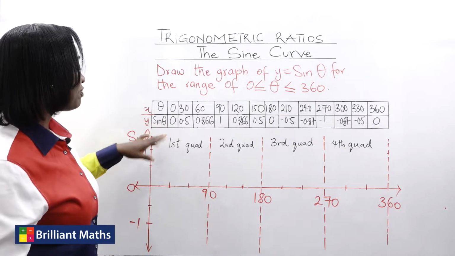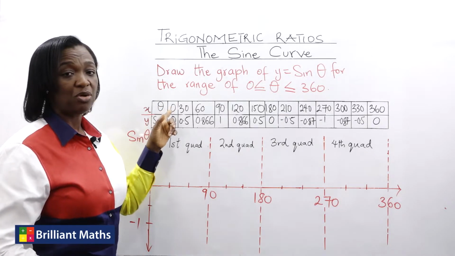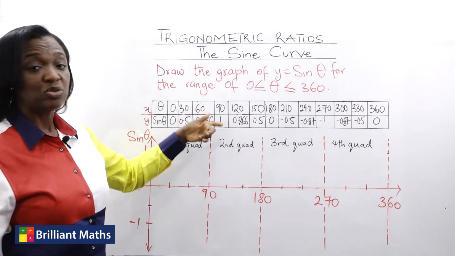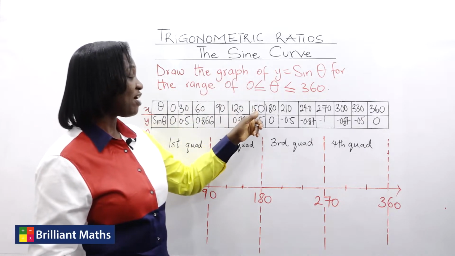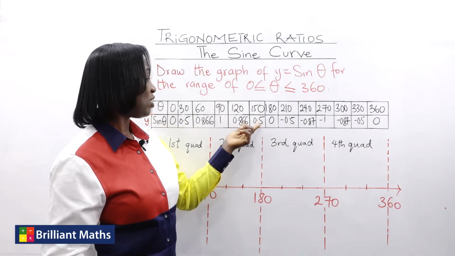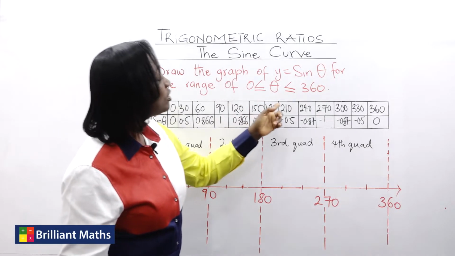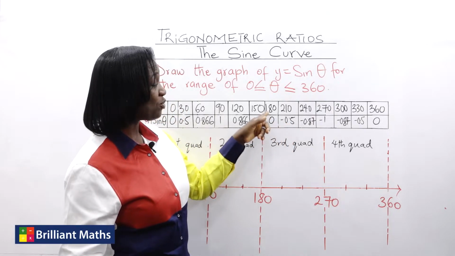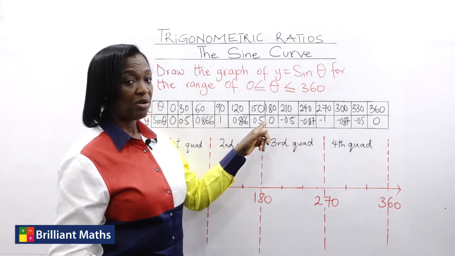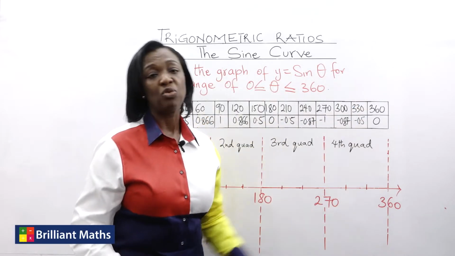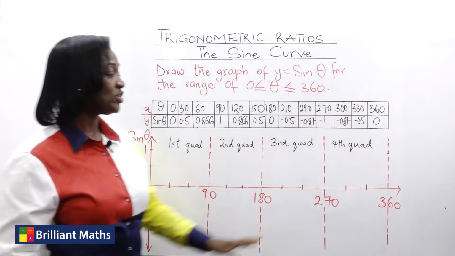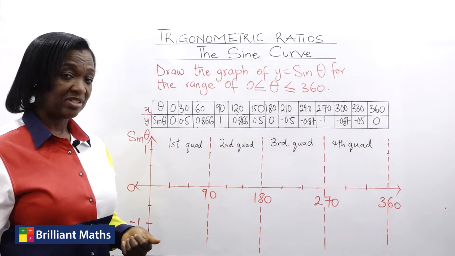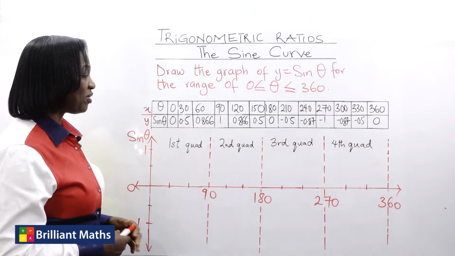As we can see from the board, when theta is 0, sine 0 is 0. Sine 30 is half. Sine 90 is 1. Sine 150 is 0.5, which is also half. Sine 210 is minus 0.5, but can you see that sine 180 is 0? And then we'll plot it all the way to the fourth quadrant, which gives us a complete revolution of 360 degrees. So let's try to plot that.